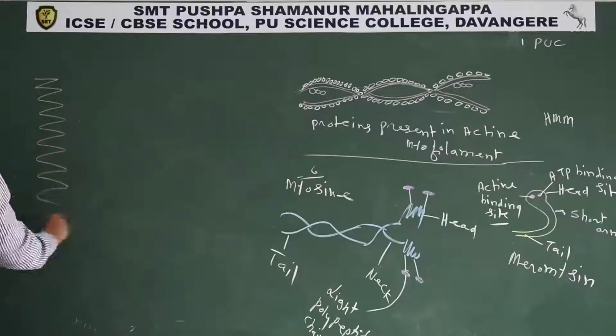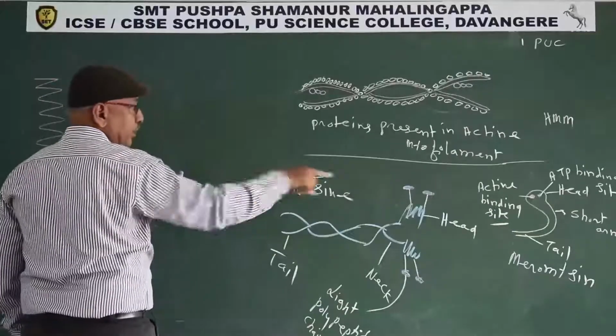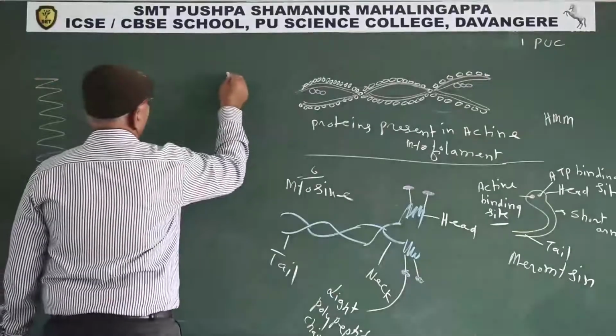So Z line. Now we discuss how the meromyosins are arranged.